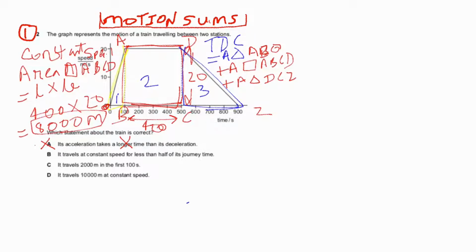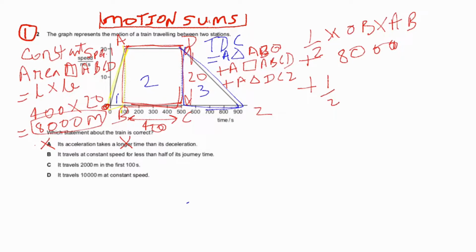So area of triangle ABO equals half into OB into AB, plus area of rectangle ABCD, which we just found out, so we substitute the value 8000, plus area of triangle DCZ, which equals half into length CZ and breadth DC.